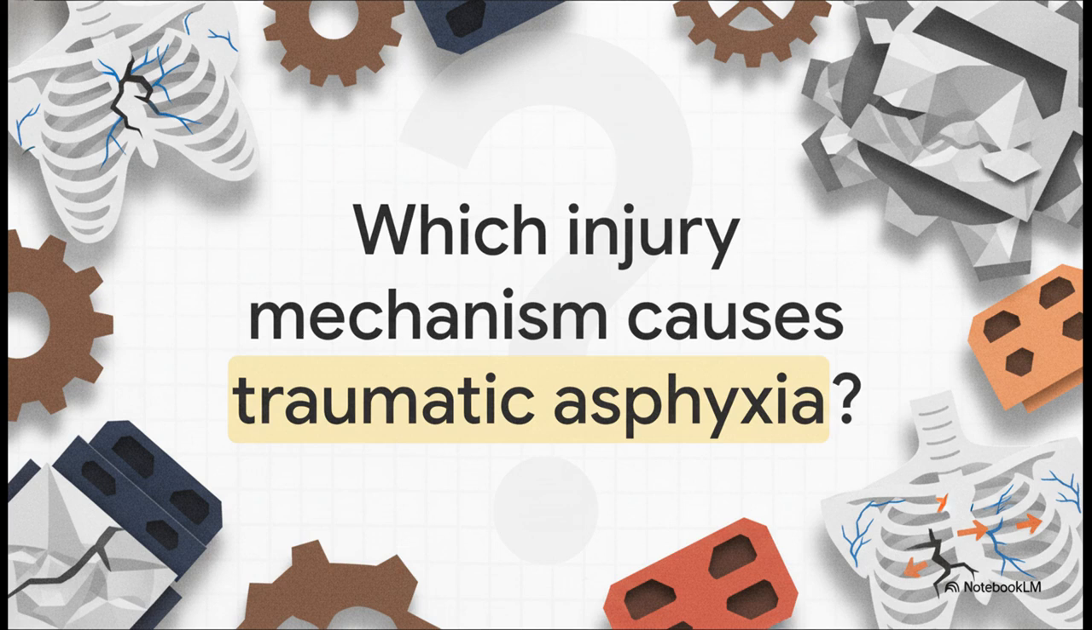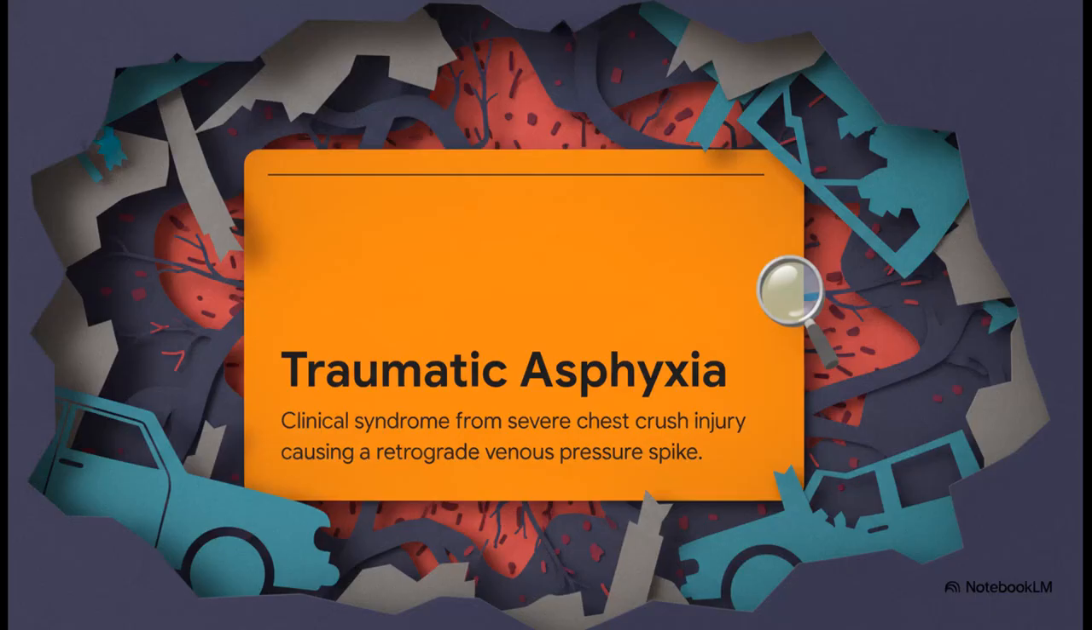Here's your question for this section. What specific mechanism of injury is directly linked to the development of traumatic asphyxia? It all comes down to a severe, sudden crush injury to the chest. That's the trigger. This intense compression literally forces a massive volume of blood to shoot backward from the right atrium straight into the valveless superior vena cava. Because there are no valves to stop it, this retrograde flow causes deep facial cyanosis, severe edema, and ruptured capillary beds all across the neck and chest.